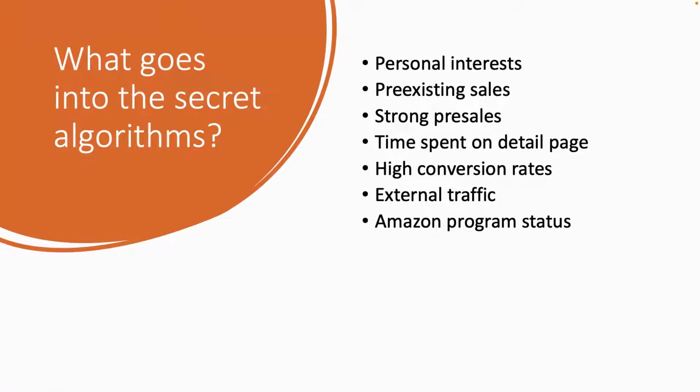Now, you may be wondering, what goes into these secret algorithms, whether it's the organic search results or the paid search results? And to be clear, Amazon doesn't tell you exactly what goes into the algorithms. They'll give some hints, but they won't say outright. And the reason is they don't want people to reverse engineer it. But basically, from trial and error and sometimes these hints that Amazon gives, we know that personal interests will go into this, as well as pre-existing sales of the book.